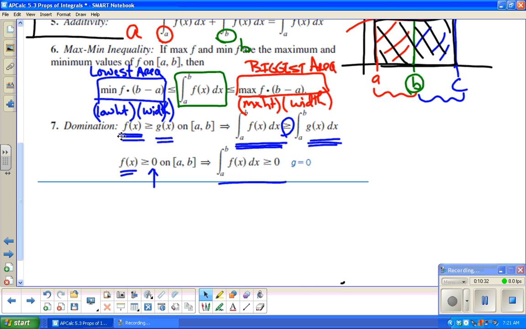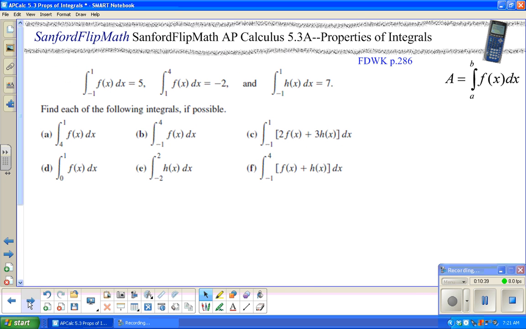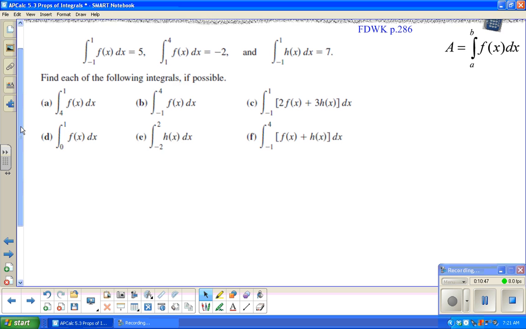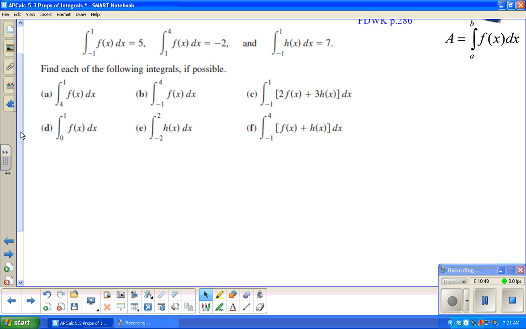All right. So with those in mind, let's take a peek at how some of this gets used. These are examples stolen straight out of your book, page 286. If you're looking for more of what this is in writing, you can go there.